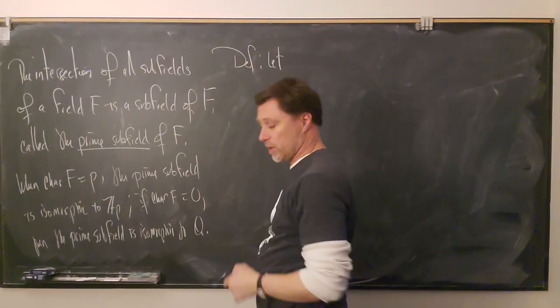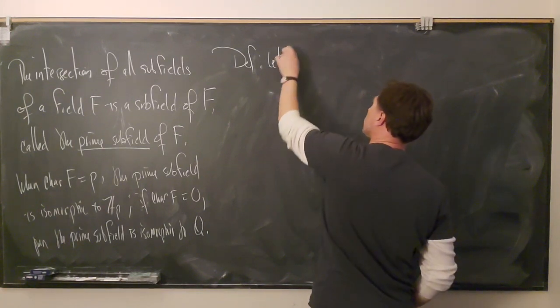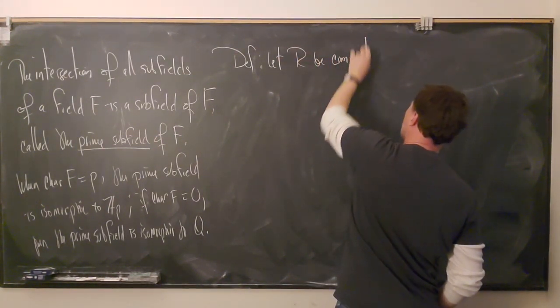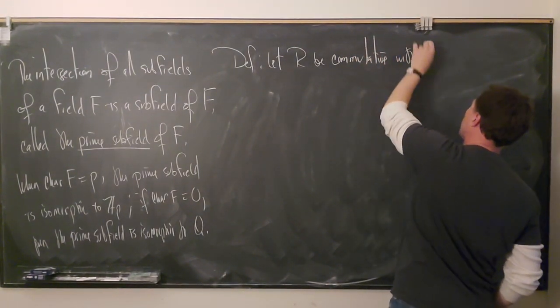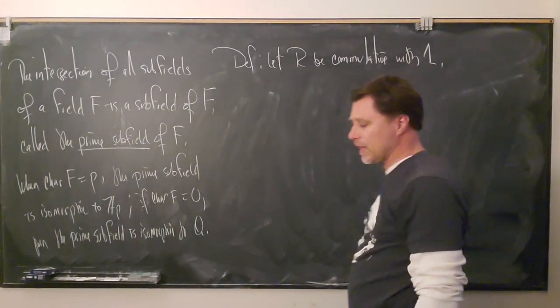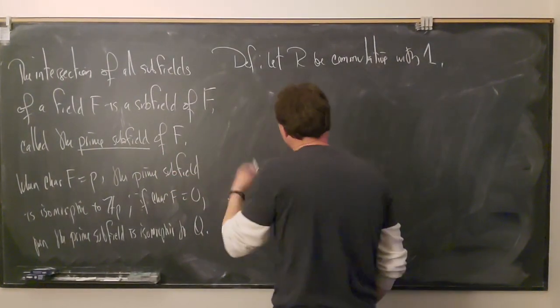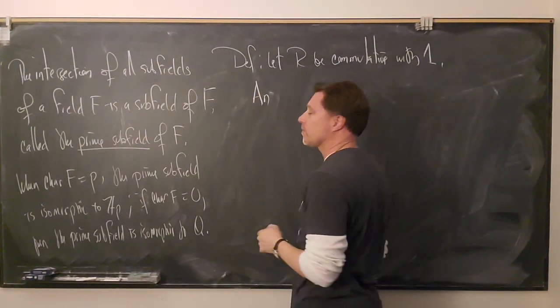This next definition is pretty important. So let's let R be commutative with unity. I think I've already defined this term. Well, kind of. Maybe not quite. So let me, I've almost defined it.